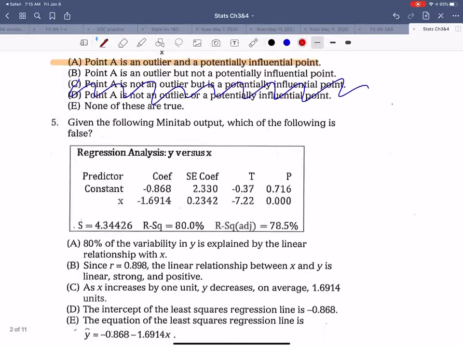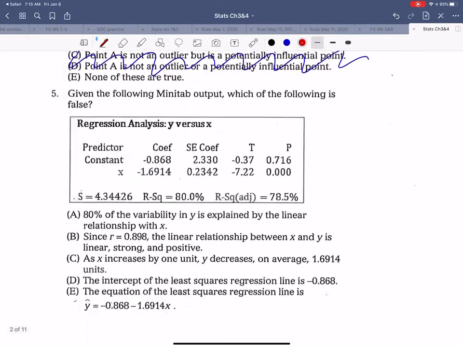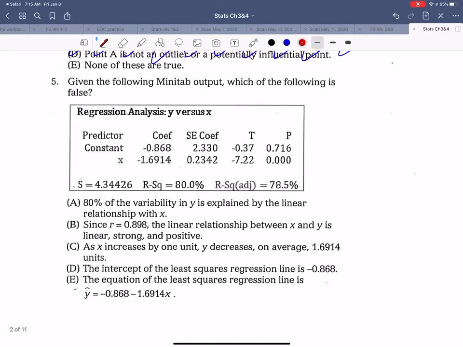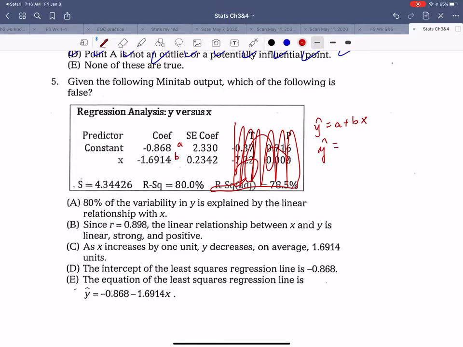Okay. 5. Just take a look at that for a minute. 5 tells us we have to read the output. So I told you to just kind of ignore this section for a while, right? And this is A and this is B. So we have y hat equals A plus bx. So our predicted y value is negative 0.868 plus negative 1.6914x. And it doesn't tell me what it is, but if they said time there, I knew x was time.